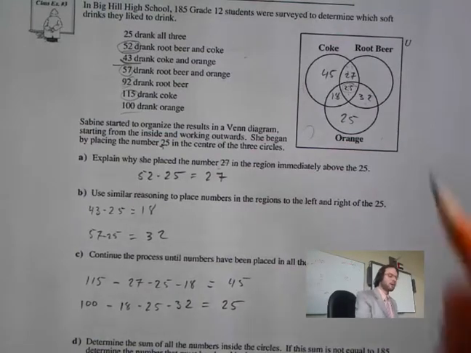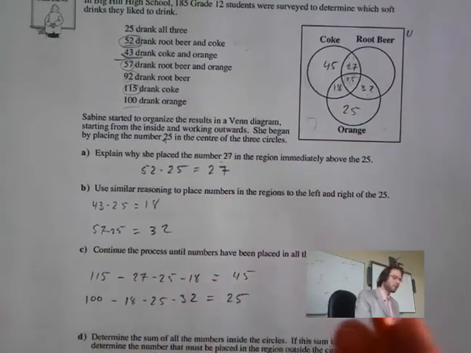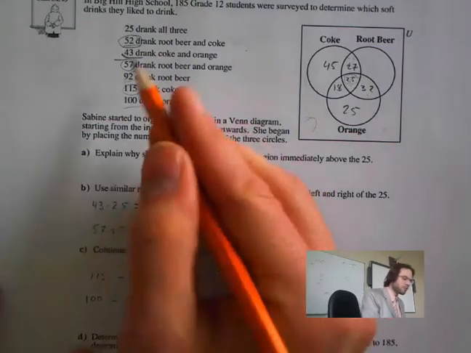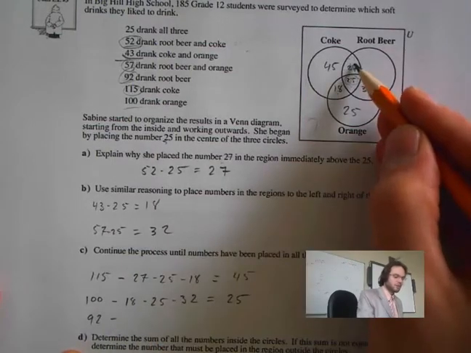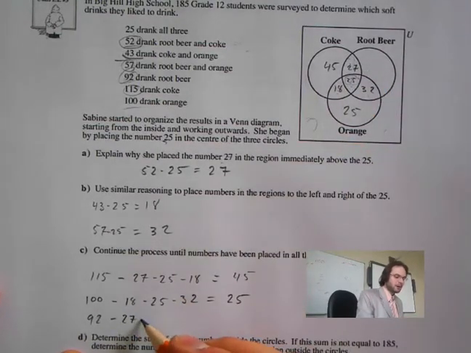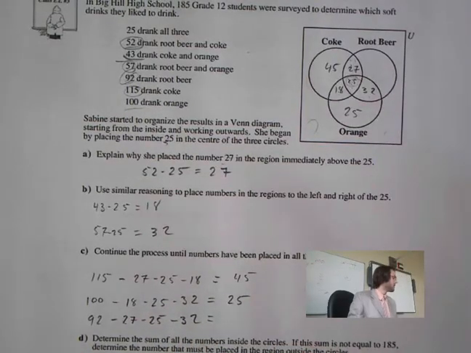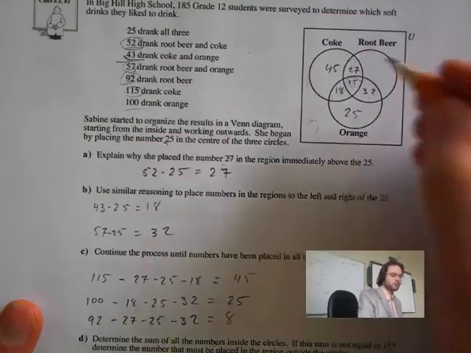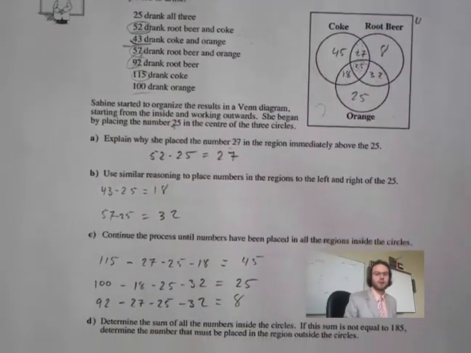And then the last one is for root beer. So now we're going to look at root beer, and 92 drank root beer. So we have 92 minus 27 minus 25 minus 32, which will give me a total of only 8 who drink only root beer. That's it. See how that works?